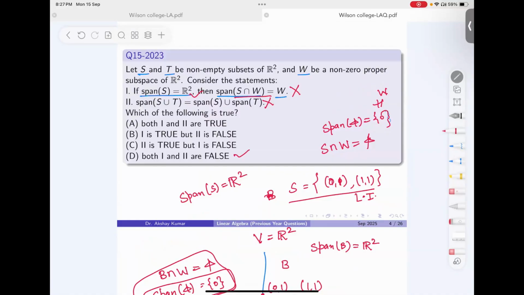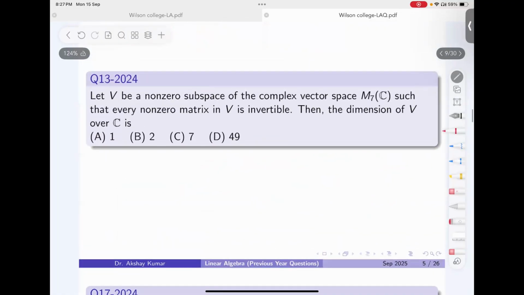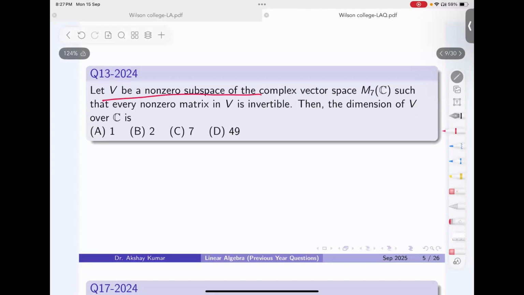Okay. So the next question is the one asked in 2024, question number 13. Suppose V is a non-zero subspace of the complex vector space M7C. What is M7C? The collection of all 7 cross 7 matrices. So this is your vector space, and V is a subspace of this vector space.